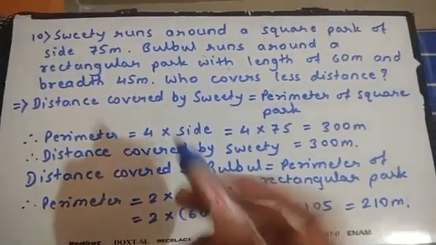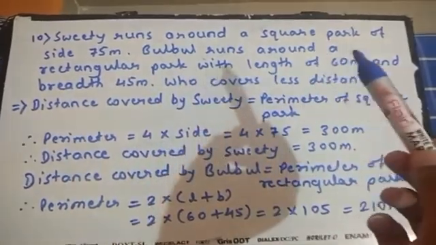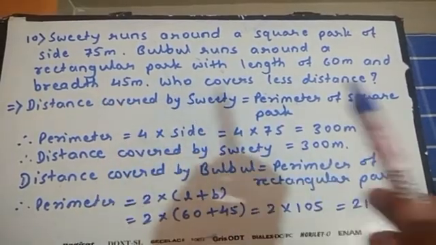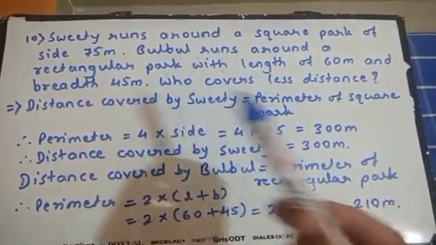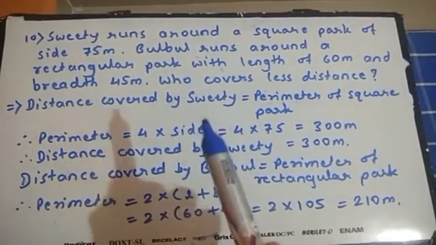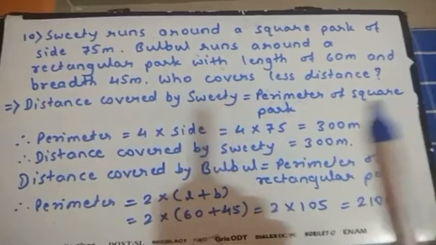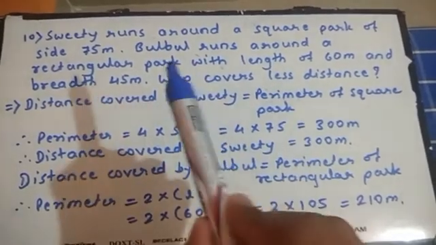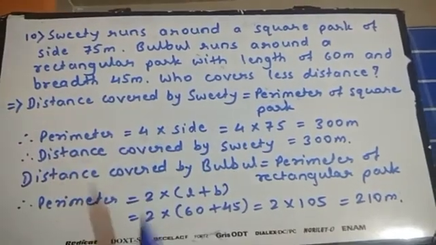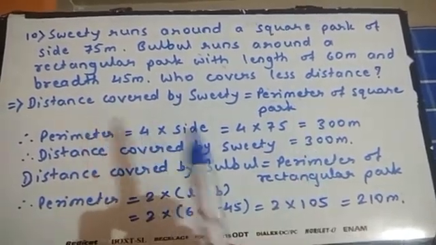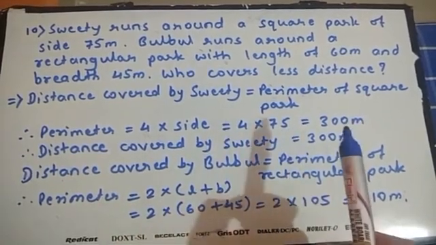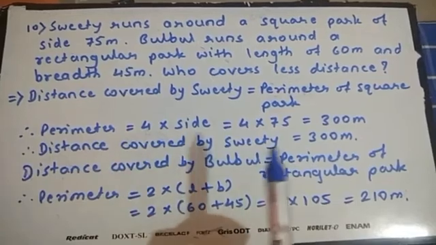See one more question here. Sweetie runs around a square park of side 75 meter. Bulbul runs around a rectangular park with length 60 meter and breadth 45 meter. Who covers less distance? Now we know, students, that the distance covered by Sweetie is equal to what? The perimeter of the square park. Why? That park is square in shape and each side is 75 meter. Therefore perimeter of the square park is equal to 4 multiplied by side, that is 4 multiplied by 75 meter, which is equal to 300 meter. Therefore the distance covered by Sweetie is 300 meter.